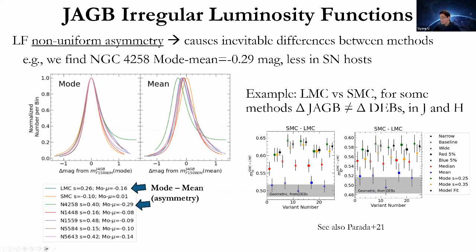And when we plot the differences, again, with all these different 25 measurement variants, we see that not all of the measurement variants are consistent with the geometric distances.